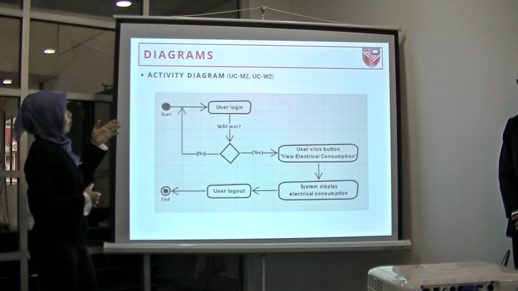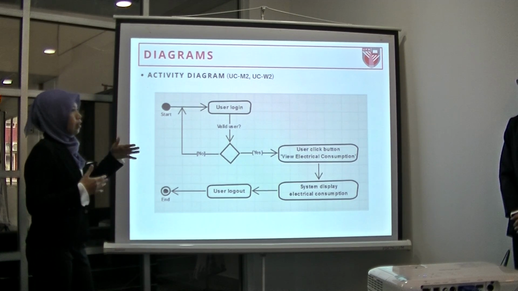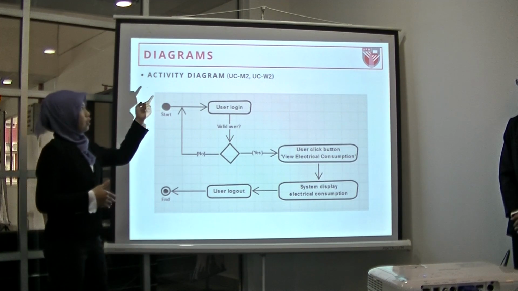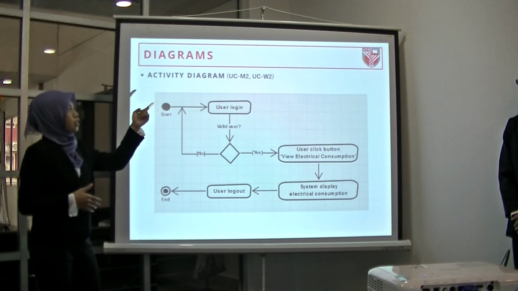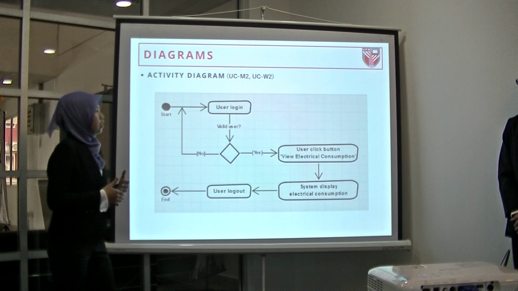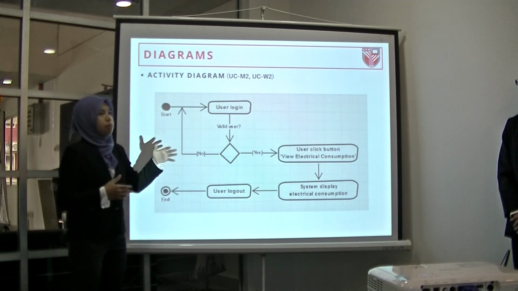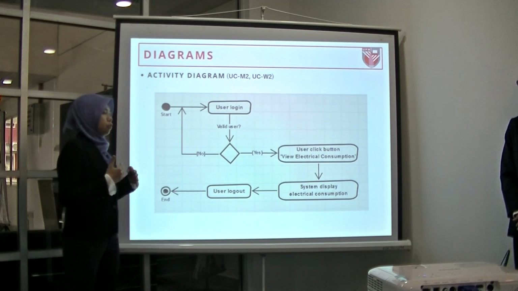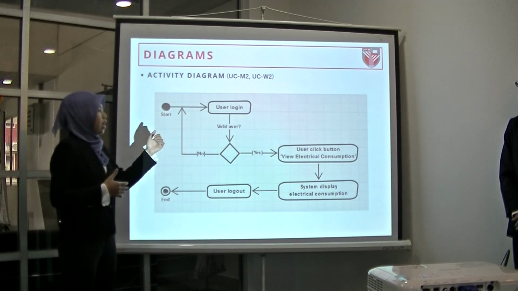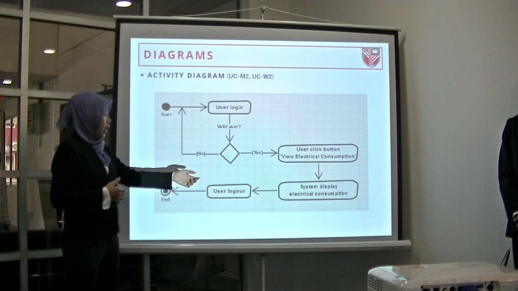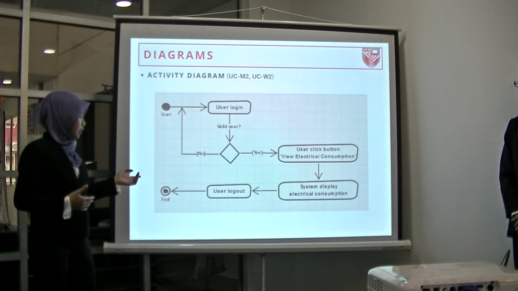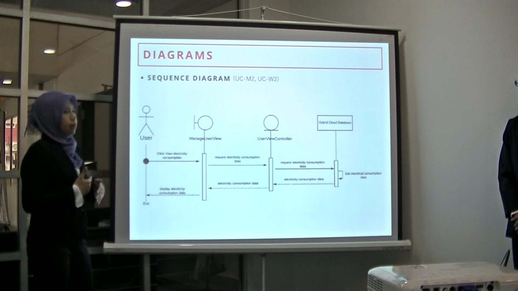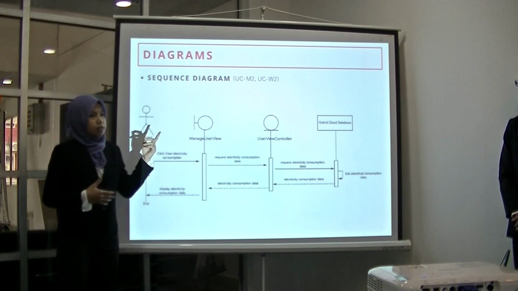Next, we move to the activity diagram. We provide an activity diagram focusing on our main functionality, which refers to use case UCW2, which is view and display the electrical consumption. The user must log in to our system. Then it will validate the user. If the user is valid, the user will click view electrical consumption. The system will display the electrical consumption, and lastly, the user will log out of our system, and this is the use case end. Next, we also provide the sequence diagram for the main functionality, the same as the previous diagram.